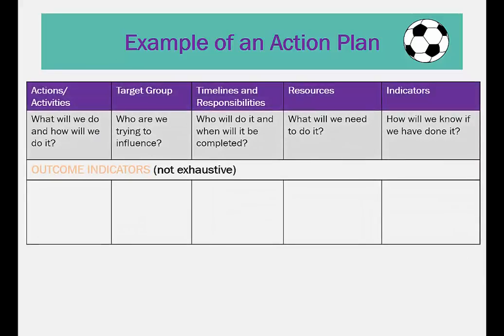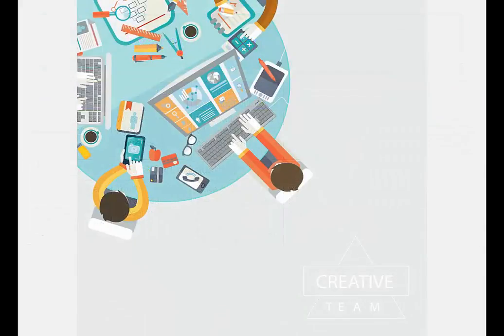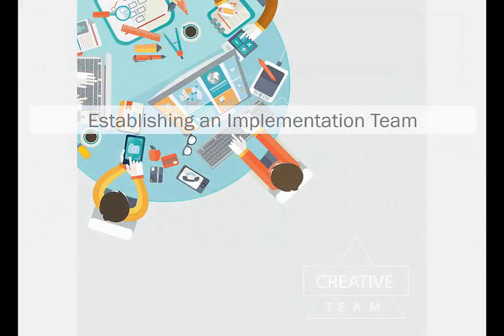Finally, we will look at the outcome indicators for the Youth Soccer Sport Injury Prevention Program. Actions/activities and target group will still be the same. Timelines and responsibilities. In year 2, data collection personnel will be needed for all established program outcomes. Resources. The resources needed are research assistance to collect ongoing data. Indicators. The indicator of a successful program will be a reduction in injury in the training group. A key component to a successful implementation strategy is establishing who is a part of the implementation team.